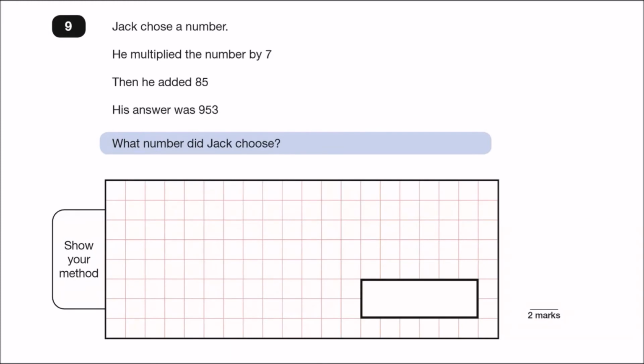All right, number 9. So Jack chose a number. Let's call this number x. He multiplied that number by 7, so 7 times x is 7x. He then added 85 to it, so it'll be 7x plus 85. The result was 953. So all of the result equaled 953. What number did Jack choose?